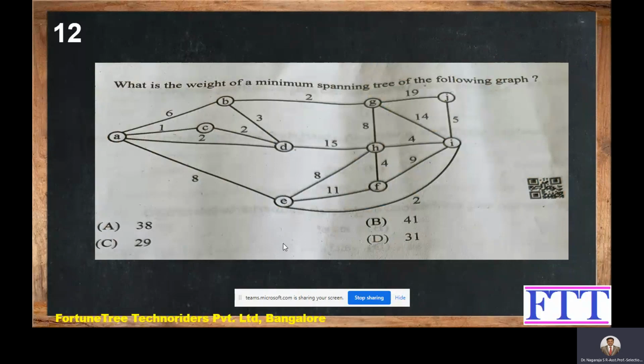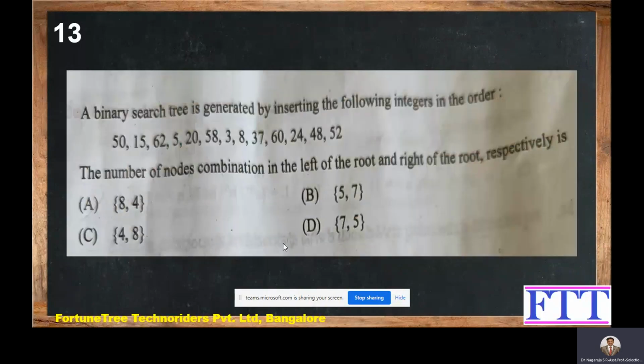So for this question, the right answer is option D, 31. So we'll move to the 13th one.